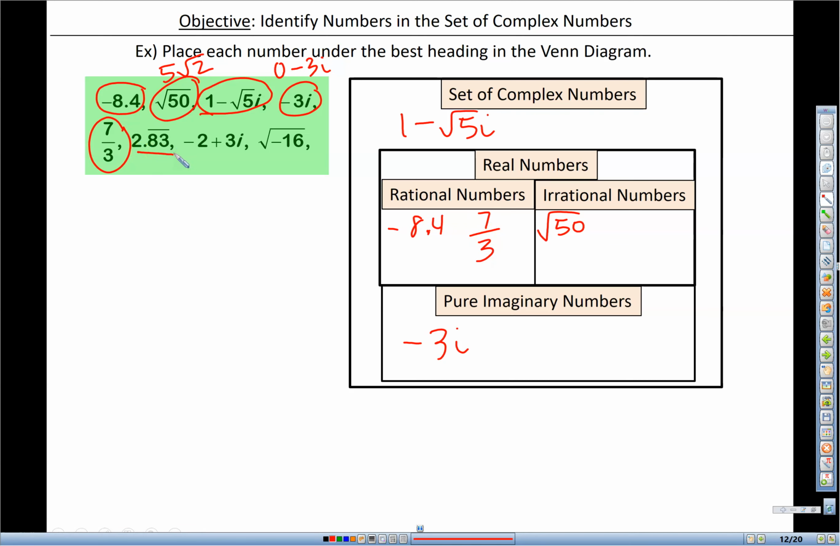2.83 repeating. We talked about this earlier. All repeating decimals can be written as fractions. Even if you don't know how, you need to know that you can. It is possible. And so that makes it rational.